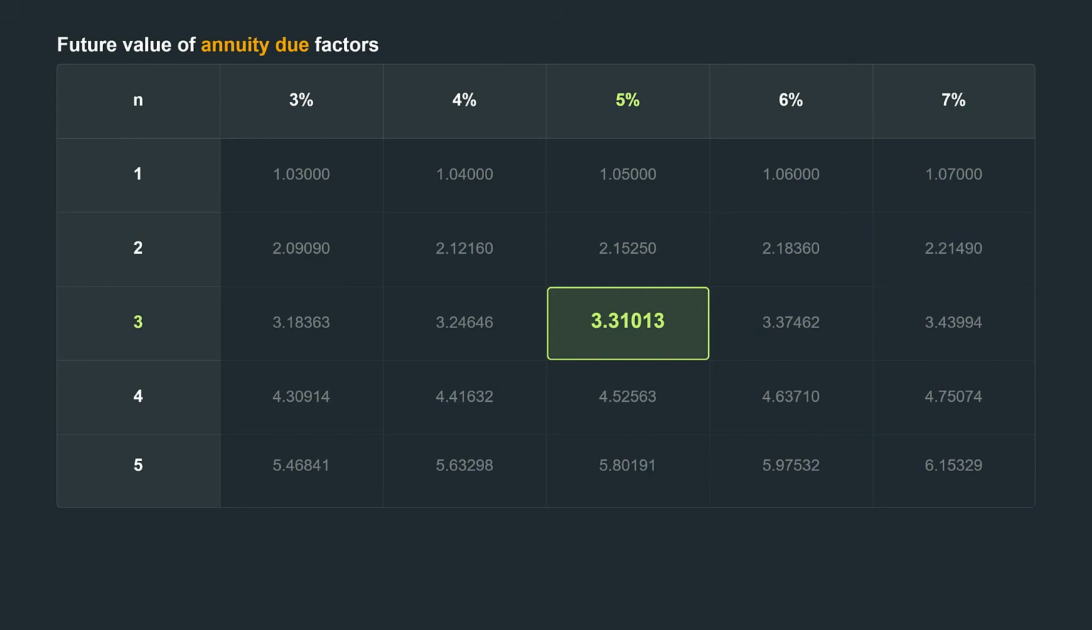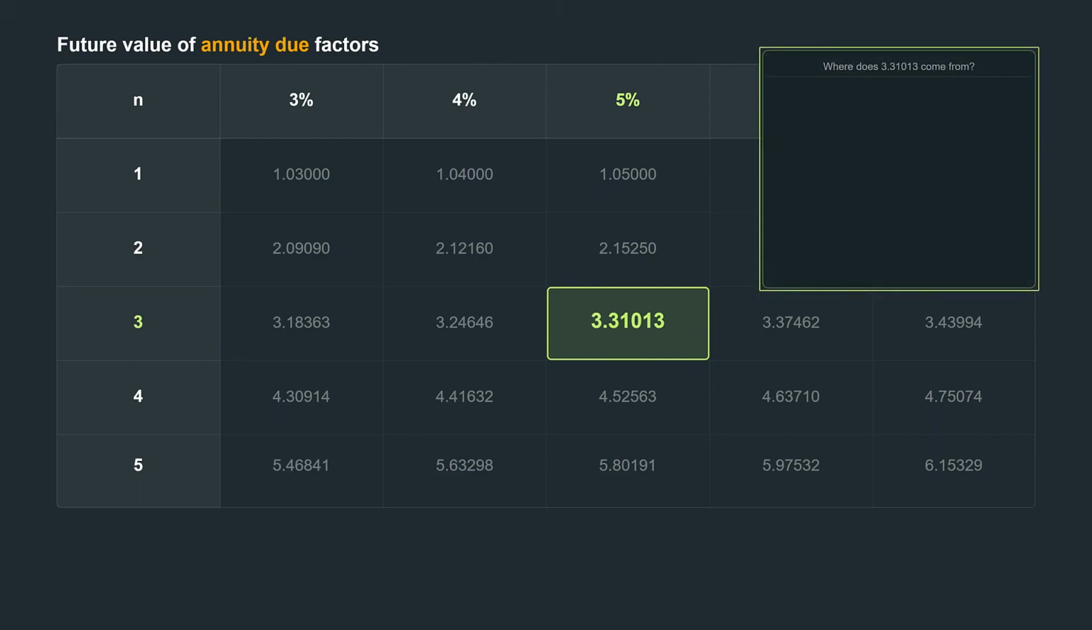3.31013. And recall that for an annuity due, payments occur at the beginning of each period, so the first payment compounds for 3 periods. That gives us 1.05 raised to the third, which equals 1.157625. The second payment compounds for 2 periods, producing 1.1025. And the final payment compounds for 1 period, giving 1.05. When we add these 3 compounding factors together, the total is 3.31013, exactly the factor shown in the table.